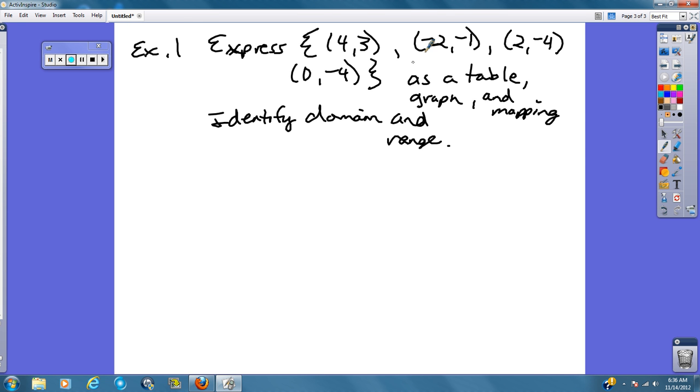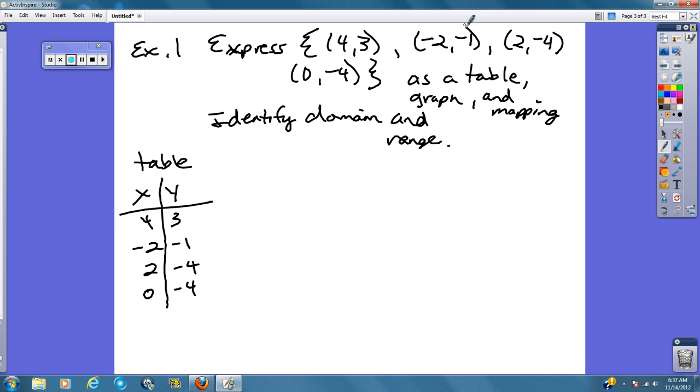All right, so now the first thing, it's already identified as ordered pairs, so let's express it as a table. Anytime that you need to review this or replay it back, please feel free to stop, pause, and then continue, because it is a podcast. So I'm just going to write the ordered pairs: 4, 3, and then -2, -1, 2, -4, and then 0, -4. And you've just expressed your ordered pairs as a table.